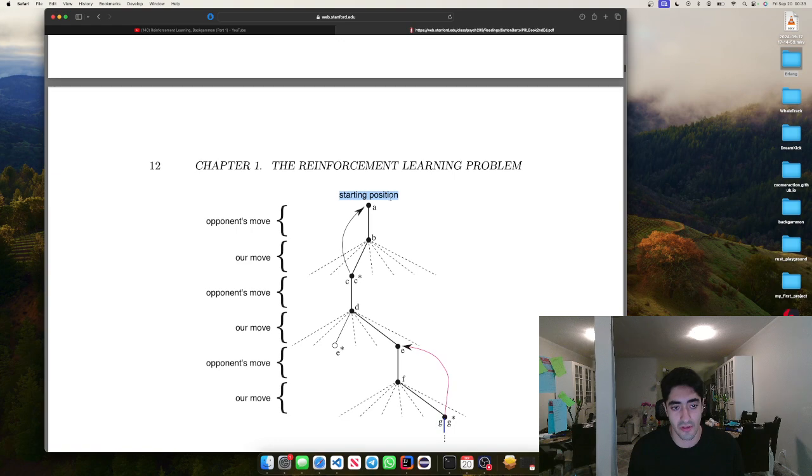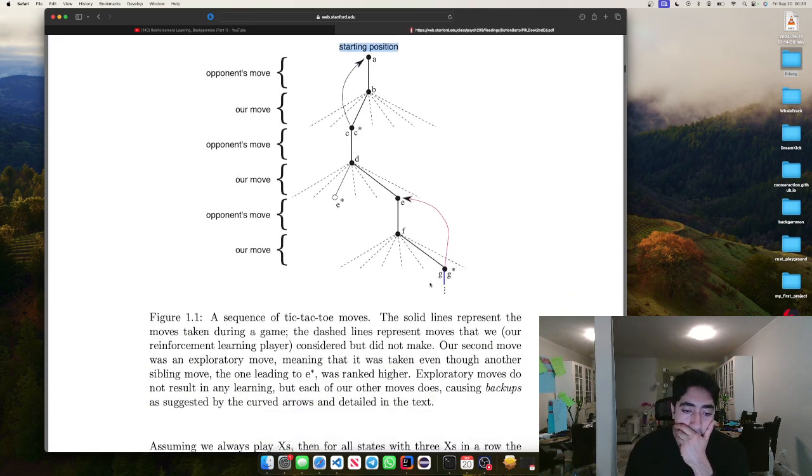So starting position, opponent's move, our move, opponent's move, our move, and just keep going, I believe.